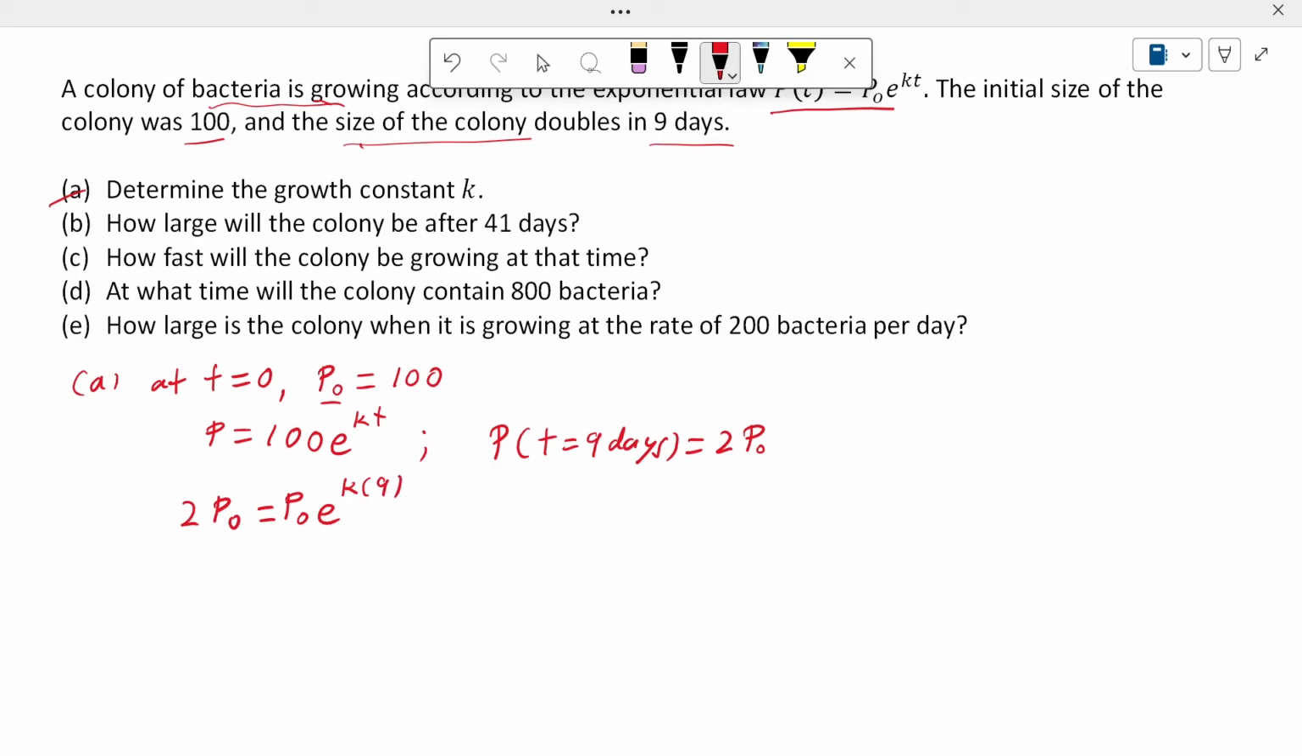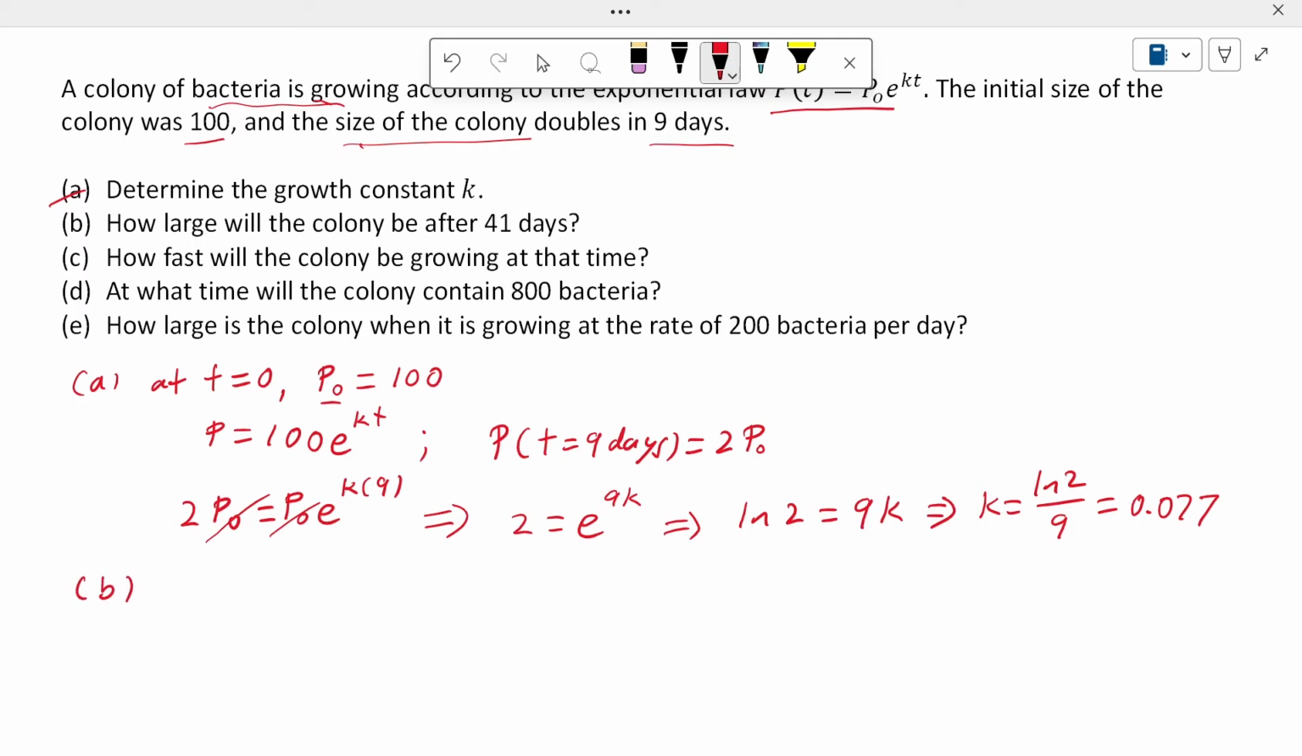Okay, so we can cancel the P naught over here. So what do we get? We get 2 equal to exponential 9k. Taking ln on both sides, you get ln 2 is equal to 9k, and then the k value is equal to ln 2 divided by 9. Then we get the growth constant equal to 0.077. Okay, so this is the answer for question A.